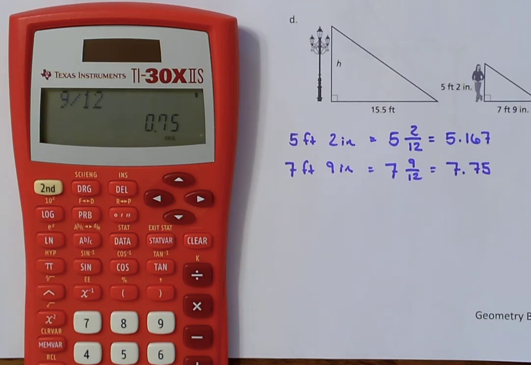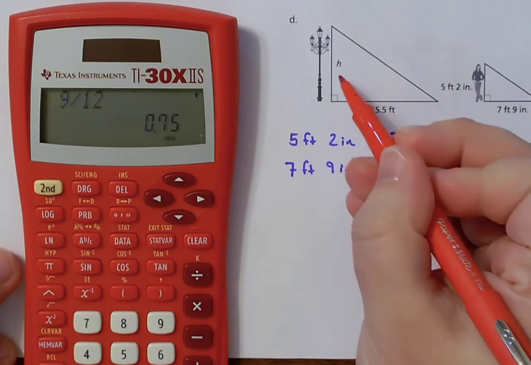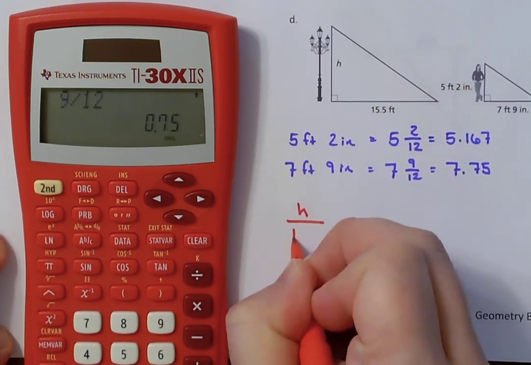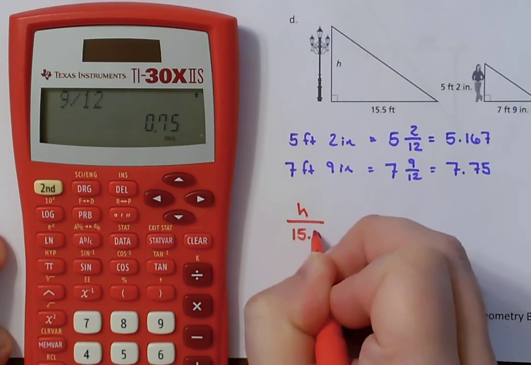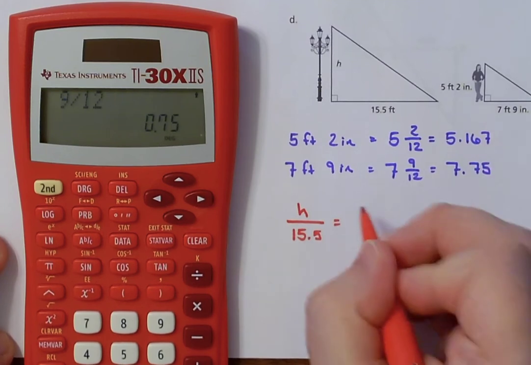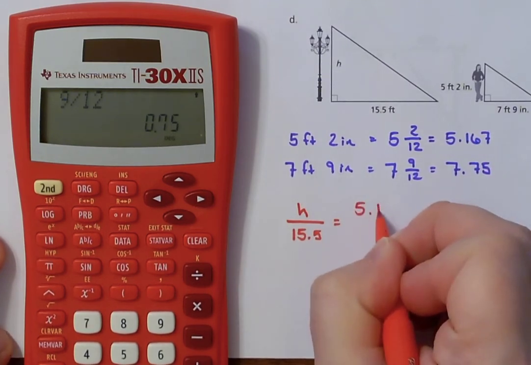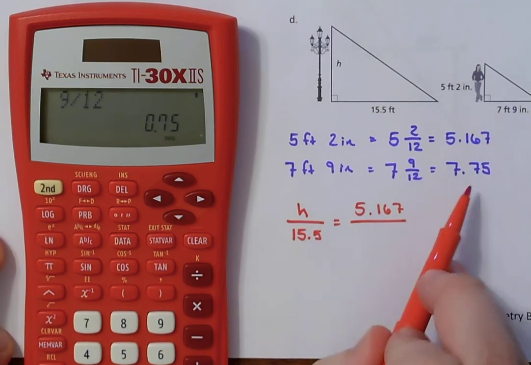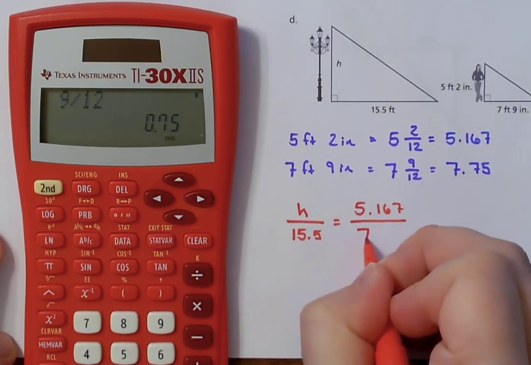So from here, all you have to do is just set up your proportion. So it's going to be height over shadow. So h over 15.5 is going to equal height, which is 5.167, over the shadow, which is 7.75.